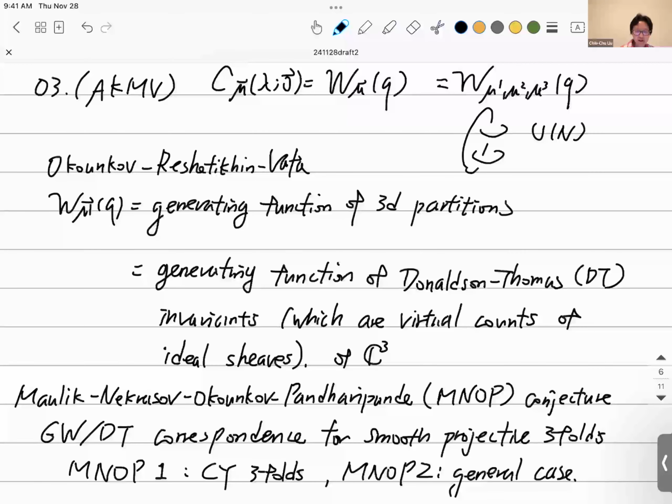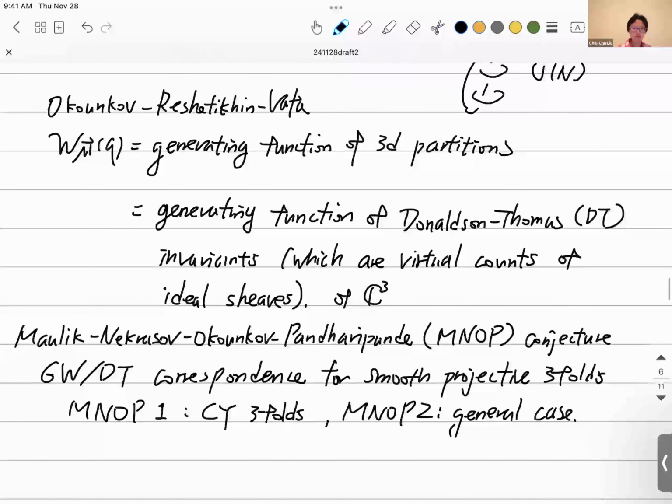So if you do localization, then the ideal sheaves in C3 which are fixed by the torus action are monomial ideals. The monomial ideals correspond to 3D partitions. And so I think this actually motivated the famous conjecture by Maulik-Nekrasov-Okounkov and Pandharipande.